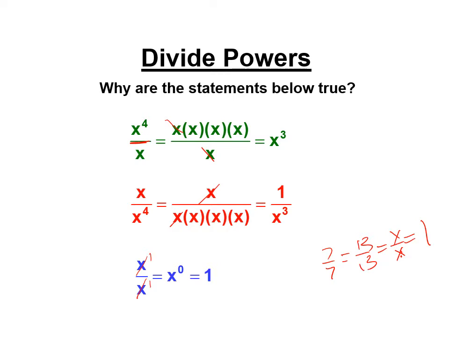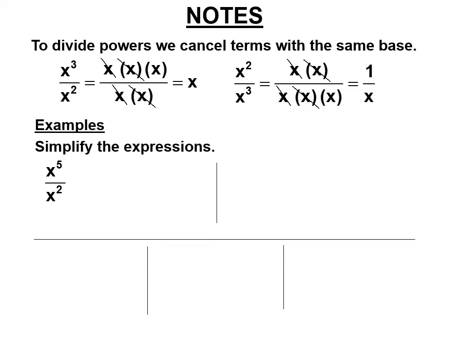So canceling. We cancel the terms with the same base. So x cubed divided by x squared, you get 1 extra x in the numerator. If it's x squared divided by x cubed, though, you get 1 extra x in the denominator. So let's see this. I'm going to cross out all the fewer ones. There's only 2 there, x squared. And then 5 minus 2 is 3. I'm going to write this out the long way. This is x cubed over 1, which is x cubed.